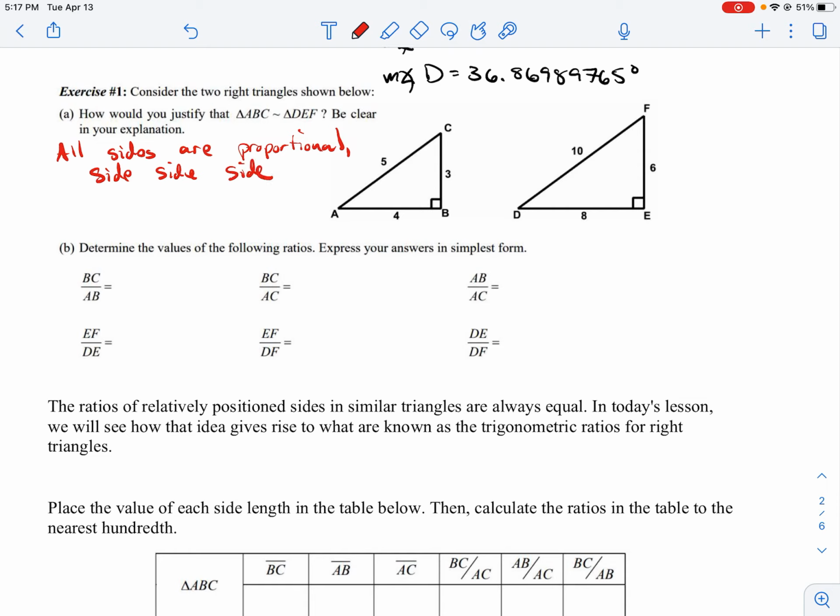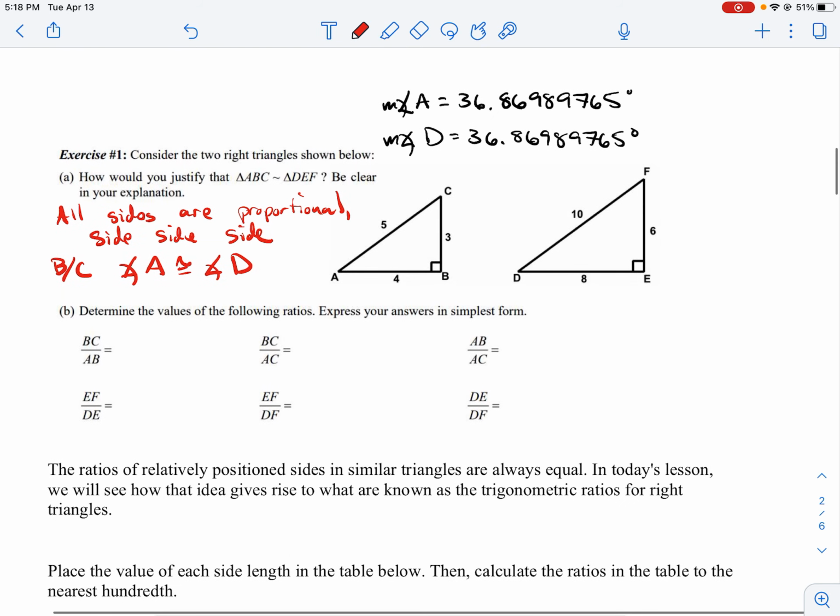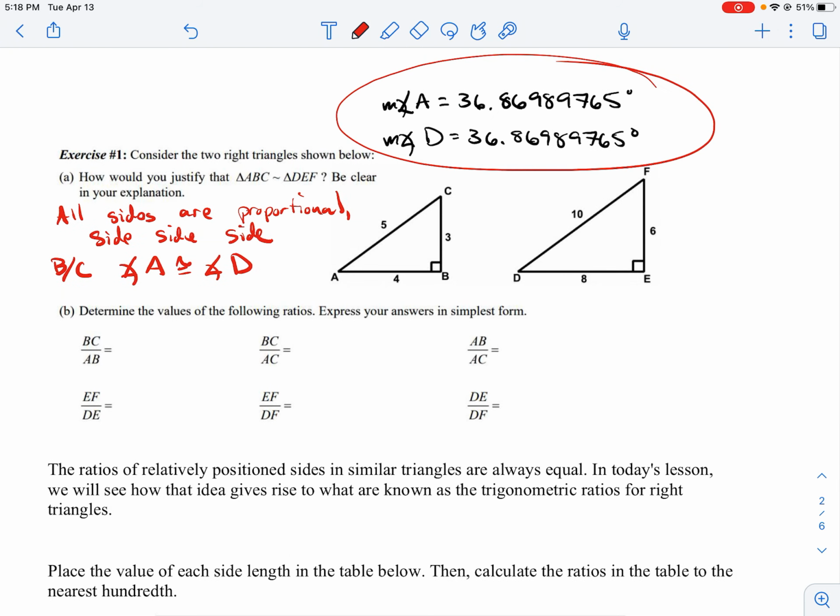Okay? Because angle A is congruent to angle D, based off what I wrote up here, as you can see. Okay? Then we can also say that these two triangles are similar because, we can say, okay, we can either use angle side angle, right? Or side angle side, sorry.